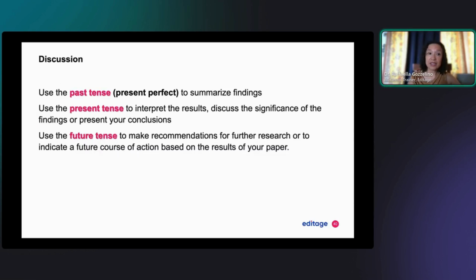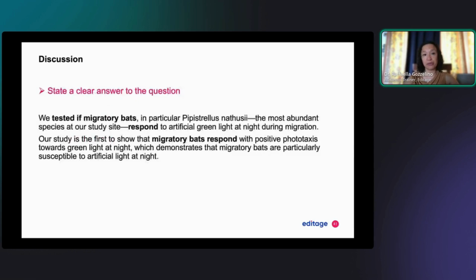For the tense, you use the past tense or the present perfect to summarize findings, but you use the present tense to interpret the results, because this is your interpretation, your significant discussion, and your conclusion presentation. And then you use the future tense to make recommendations for further research, or to indicate a future course of action based on the results of your paper. So it is important that you state a clear answer to the question that you posed in the previous section.